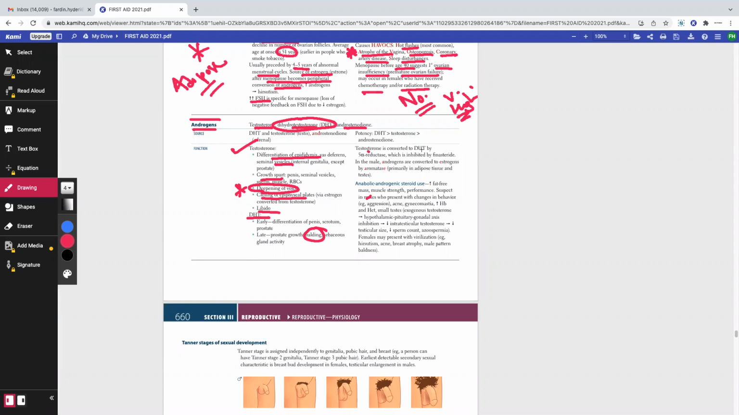Next one is testosterone is converted to dihydrotestosterone by 5-alpha reductase. This is something which we can inhibit by finasteride. This is a drug that we use to treat male pattern baldness. So in males, androgens are converted to estrogen by aromatase. That's another one. So for example, can we expect males who are really obese to have female-like features like gynecomastia, spider angiomas, palmar erythema? Yes, the answer is yes. Why?